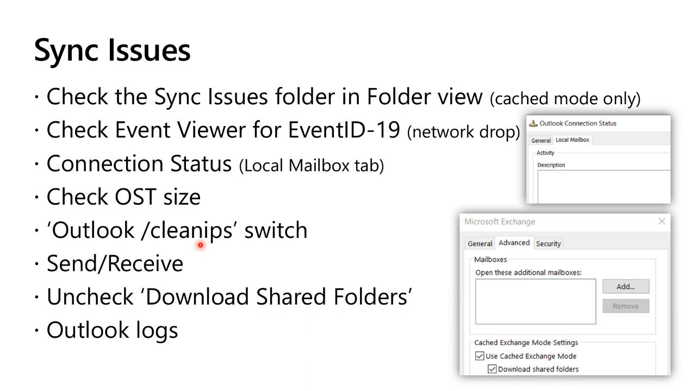To isolate if there are any secondary mailboxes added or causing issues, we could uncheck Download Shared Folders. It can be accessed again from Outlook File, Account Settings, and Change Account Settings, and then once you click More Settings you get this dialog shown here. You would see the secondary mailboxes added, if there are any manually added additional mailboxes, here. And here is the option to uncheck Download Shared Folders.